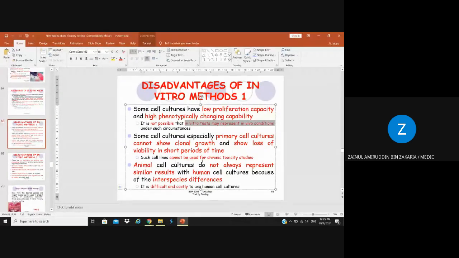Animal cell cultures do not always give results similar to human cell cultures because of interspecies differences. That's what I told you yesterday about curcumin, which was found to be effective in cell culture but not effective at all in the animal. We are talking about animal and human, and due to interspecies differences, animals, as you know, do not always represent similar results to humans.